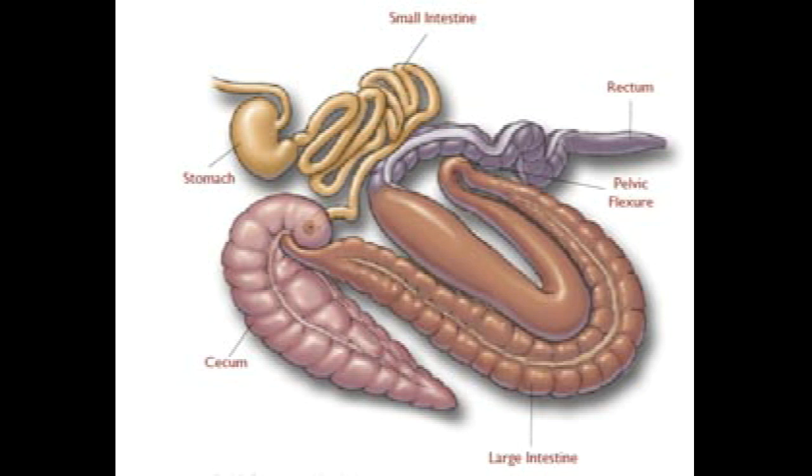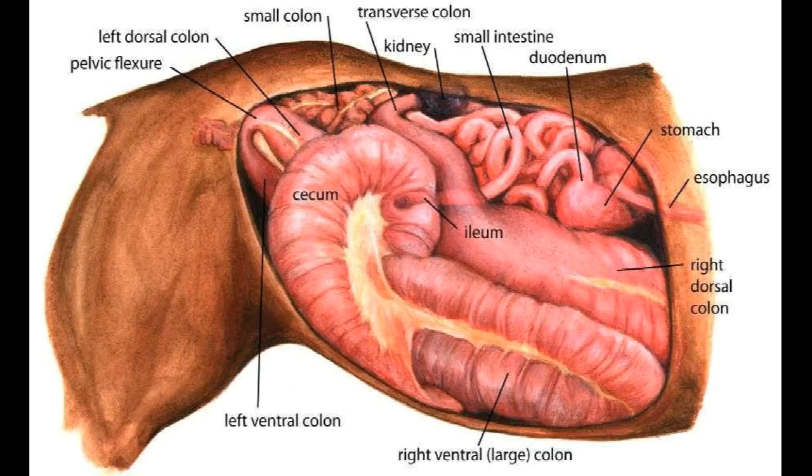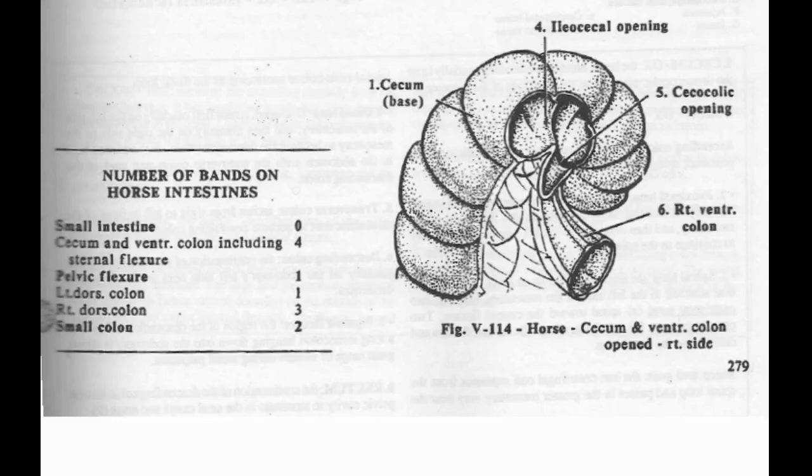Around this apex of the cecum, the ventral colon wraps around it. So the cecum of the horse is present in an oblique fashion, such that its base starts from the right paralumbar fossa, and its apex lies on the floor of the abdominal cavity, just caudal to the xiphoid cartilage.